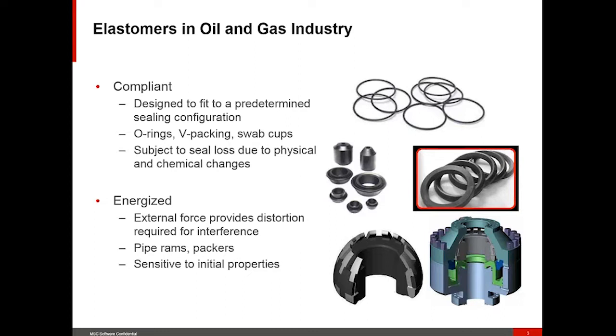A different way to look at this categorization is by looking at the dominant mode of deformation. In compliant seals, the deformation of the material is dominantly deviatoric, while in the energized seals, volumetric deformation plays a critical role as well.